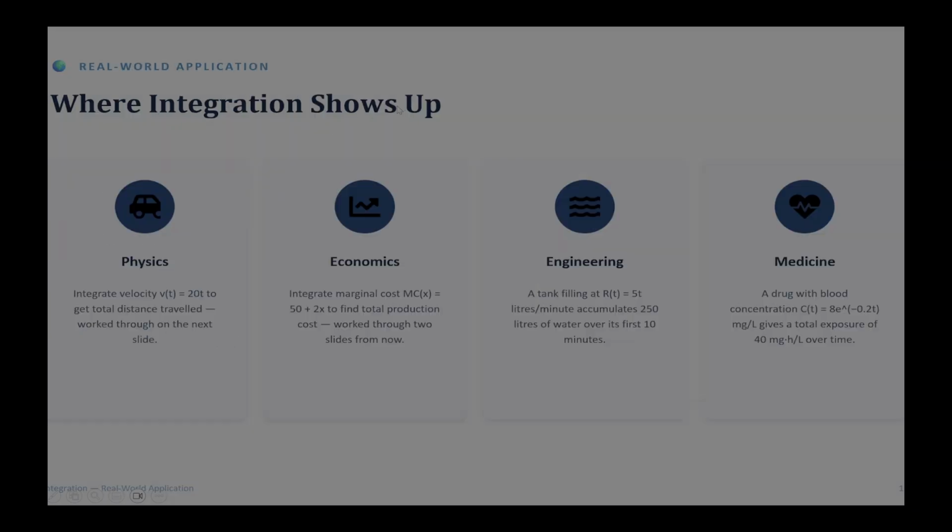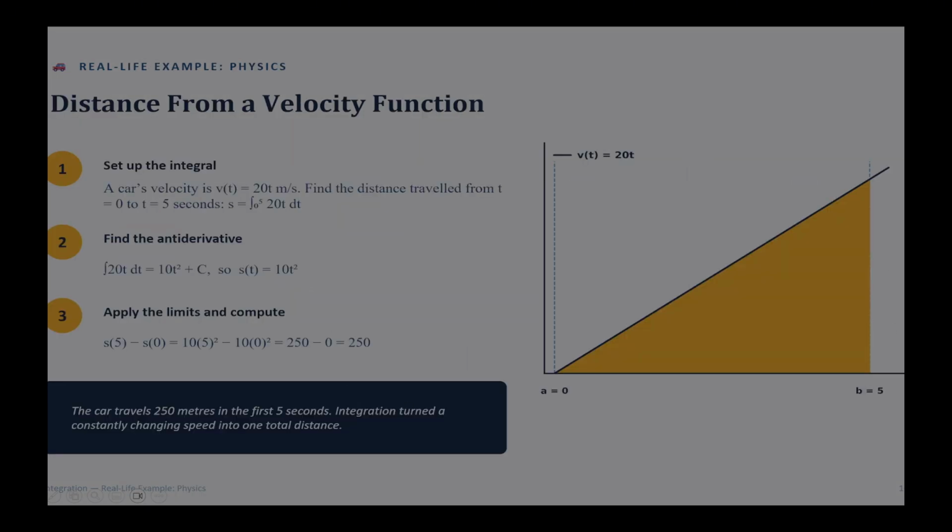When integration shows up, you look at physics, for example, with velocity, then you get the total distance traveled. We'll work through that on the next slide. You will also see it in economics, integrating marginal cost to find the total production cost. In engineering, tank filling, accumulation. In medicine, drug blood concentration. So this is application in real life, okay?